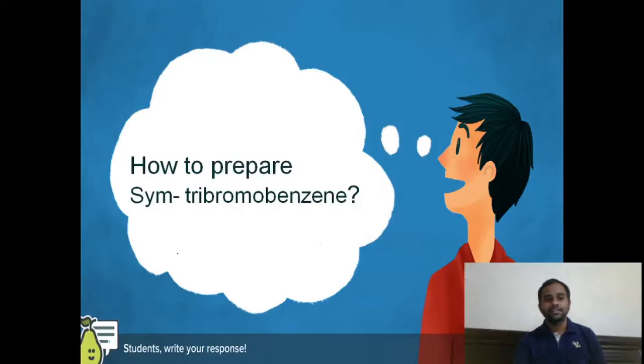And here is a question for you: how to prepare the symmetrically substituted tribromobenzene, that is 1, 3, 5 tribromobenzene. Usually we cannot prepare this symmetrical tribromobenzene in a traditional manner, that is bromination on benzene, because by the bromination of benzene we will get only monobromobenzene. But here my question is how to prepare this symmetrical tribromobenzene.